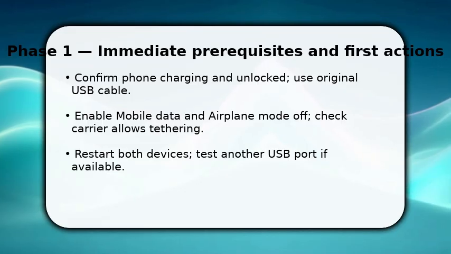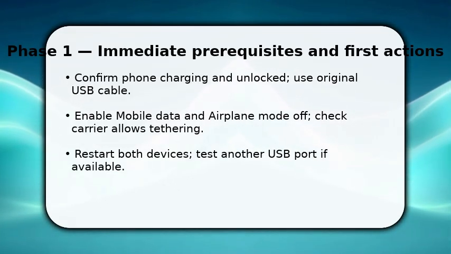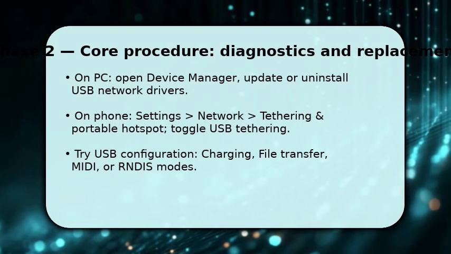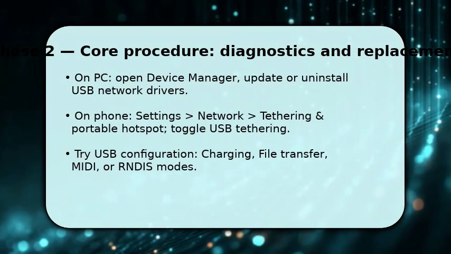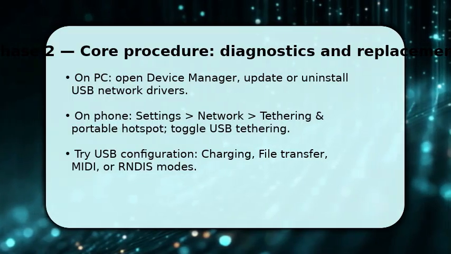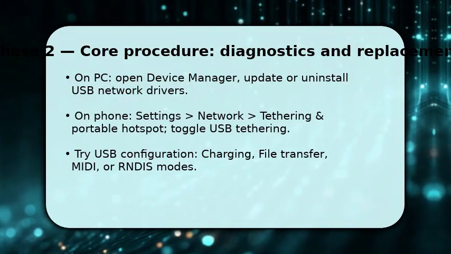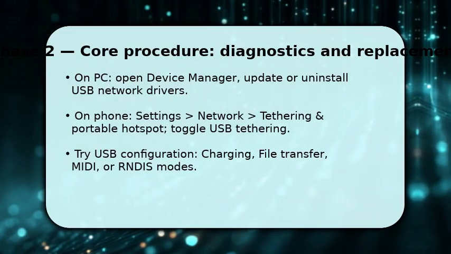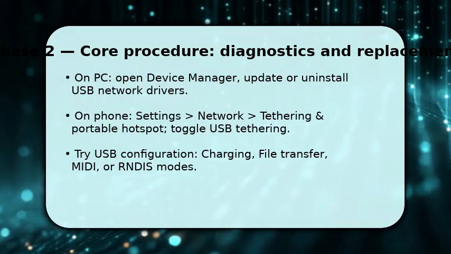You now focus on drivers and phone USB mode. On the computer, open Device Manager and look for unknown USB or network adapters. Update drivers or uninstall, then reconnect to force reinstall. On the phone, go to Settings, Network or Connections, then Tethering and Portable Hotspot. Toggle USB tethering while plugged in.